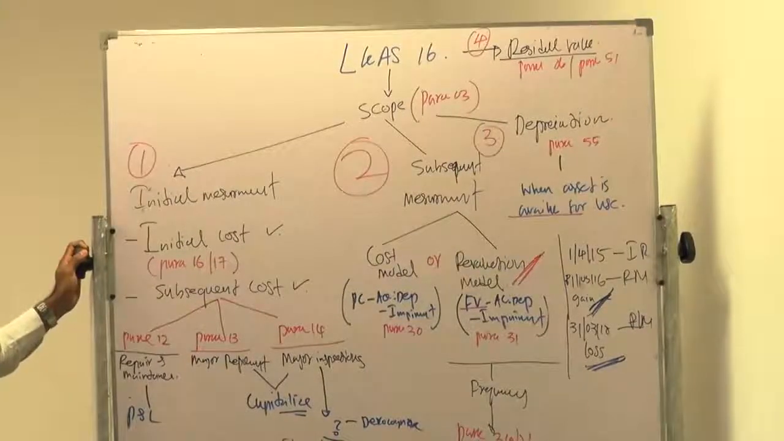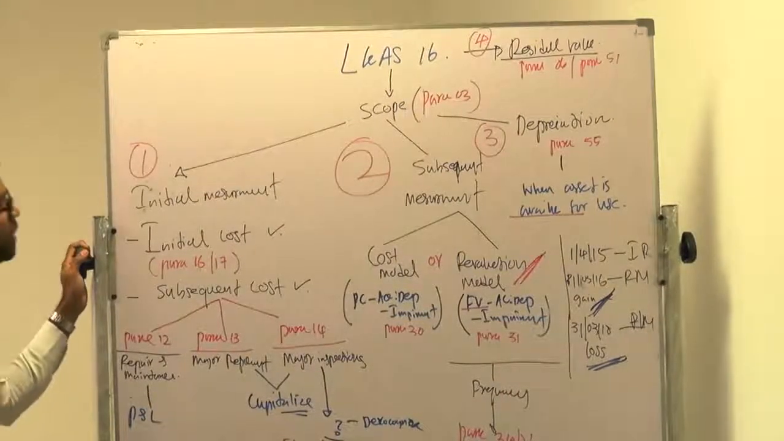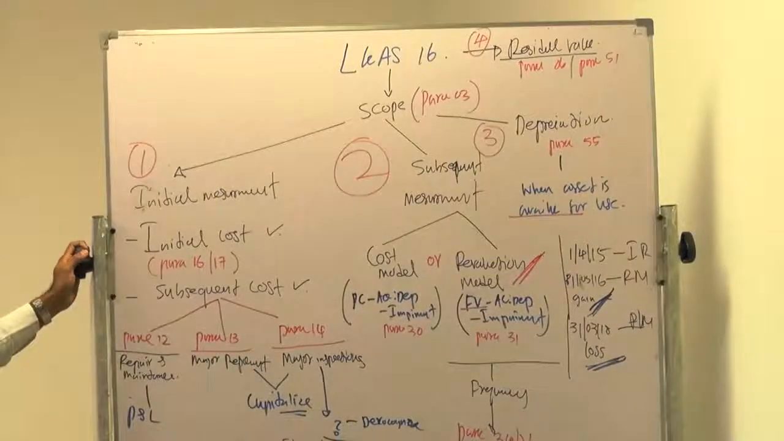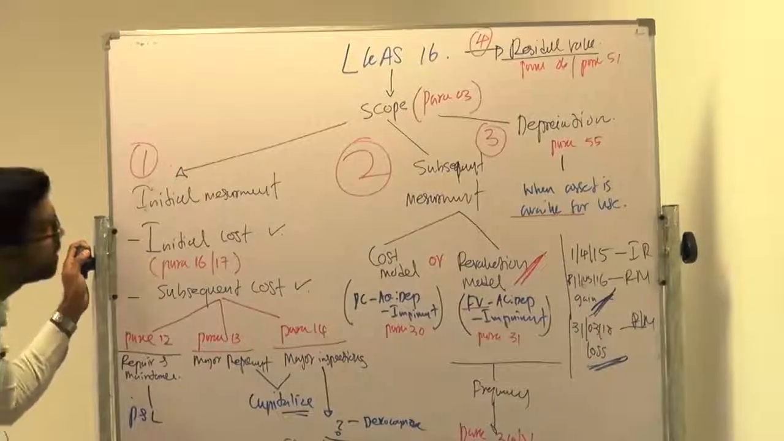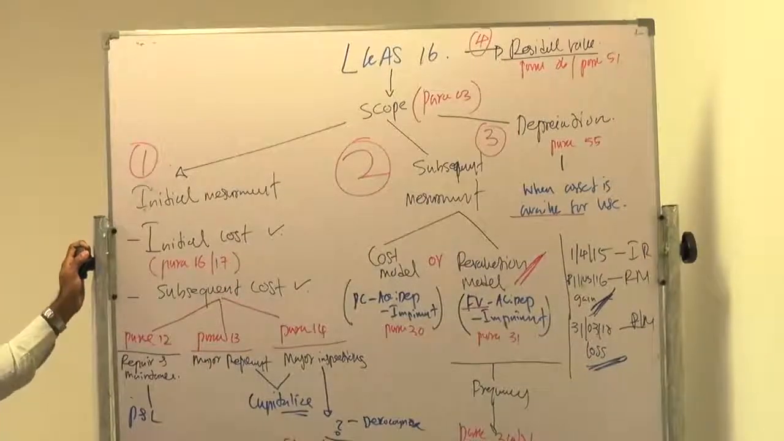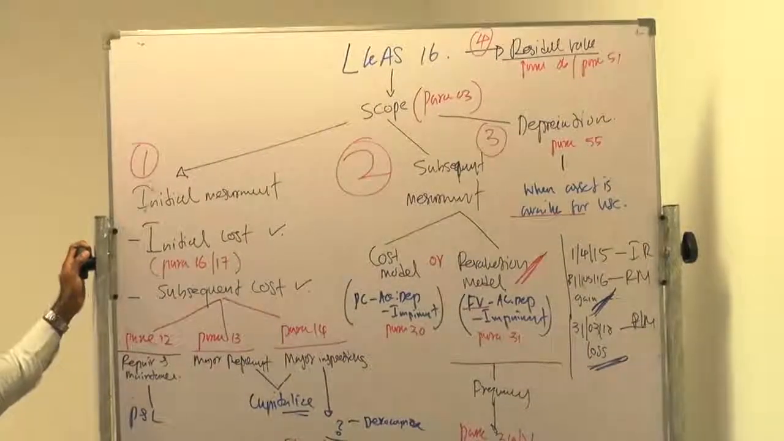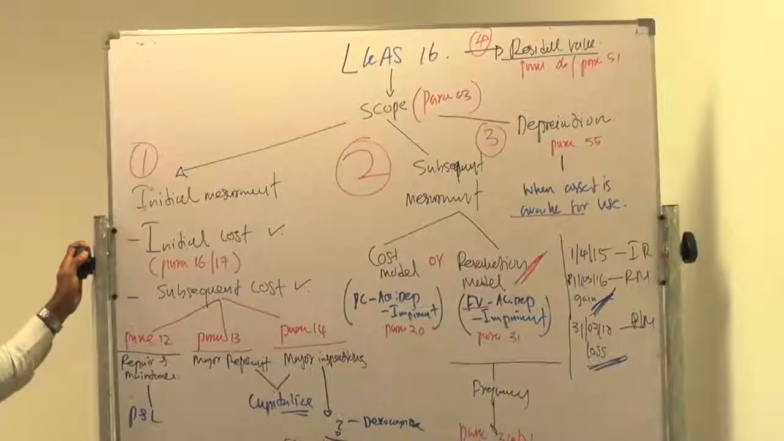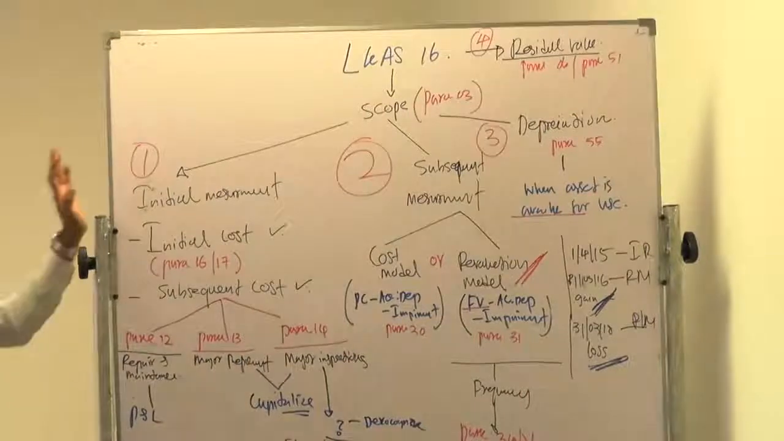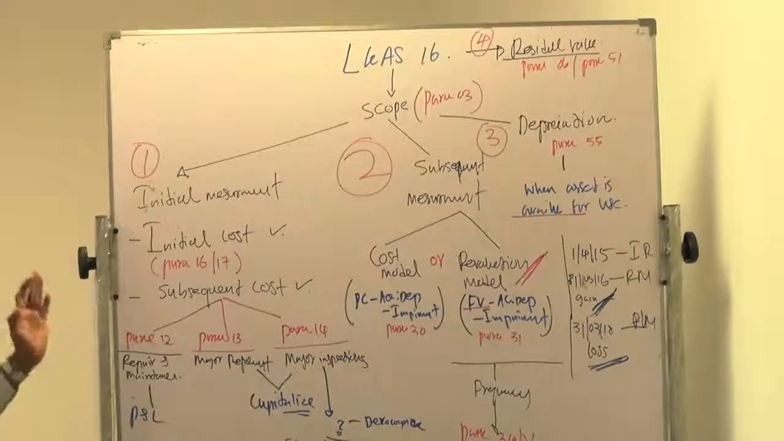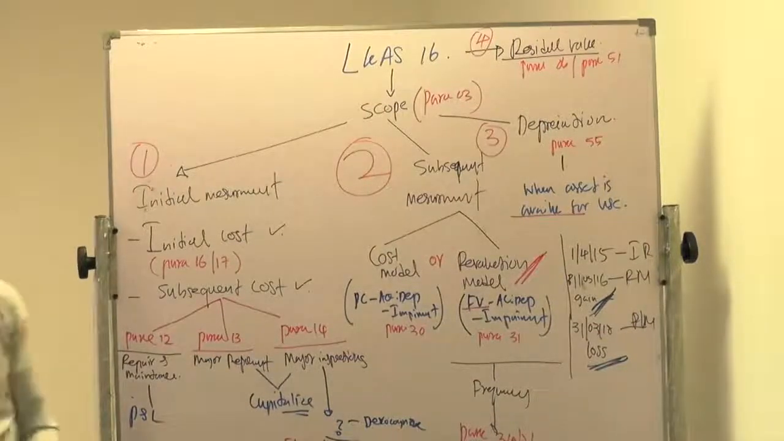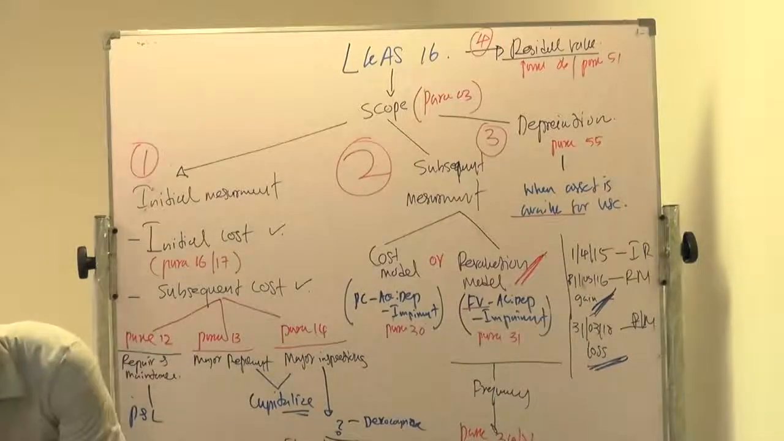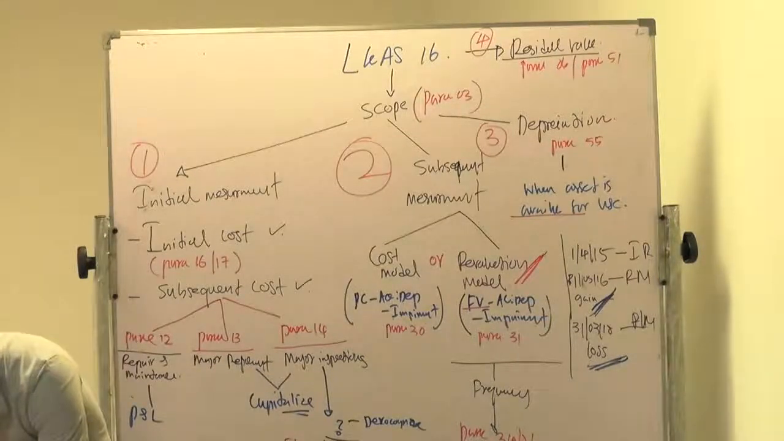Depreciation fine, then residual value. Residual value is explained in paragraphs 6 and 51. Residual value means the value at the end of the life of the asset. Clear? Fine. Now with these learning outcomes, we will see some past paper questions. Read this question. Not a past paper question actually, a model question.